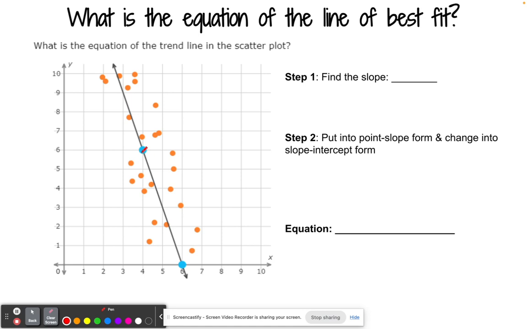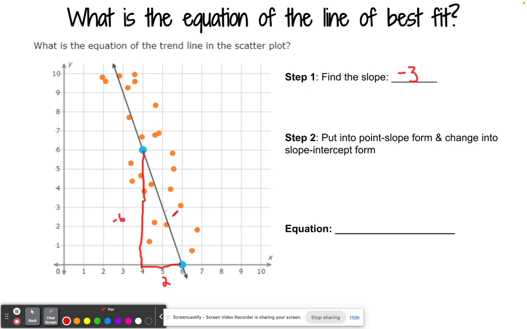You should see that. And if I make my little slope triangle here, I looked at my scale, and my scale is by 1, so that helps. 1, 2, 3, 4, 5, 6. So I went down 6 and right 2. So my slope is negative 6 over 2, or negative 3.